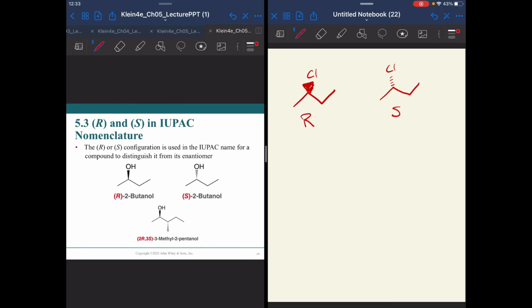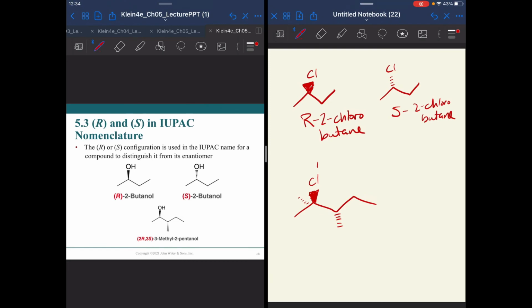So we just incorporate that in the top of the name. It becomes R-2-chlorobutane or RS-2-chlorobutane. Now you are going to have possible compounds where you have multiple chiral centers. So again, I'm going to switch this out for a chlorine because we know how to handle that, and a methyl. If we assign the priorities, and we can do that quickly here, right?